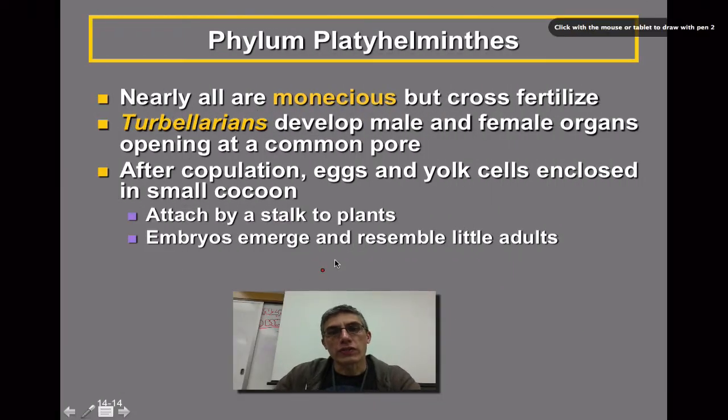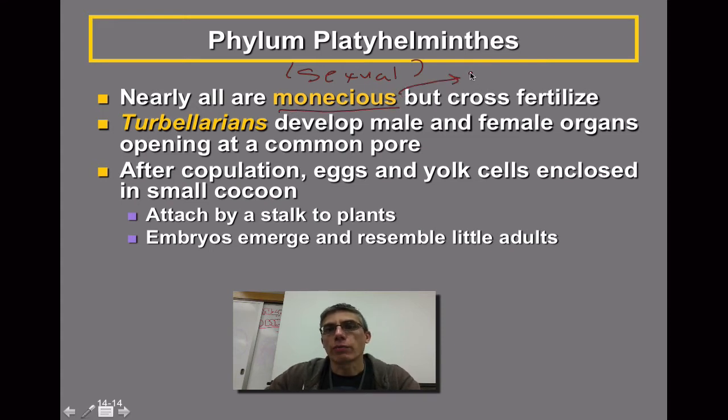Now when it comes down to sexual reproduction, and yes, these animals can reproduce sexually, these animals are considered monoecious. Now remember, monoecious refers to an animal that has both male and female sex organs in one animal. Now that's going to lead some of us to believe that they can actually fertilize themselves, but that's not the case. These animals still have to cross-fertilize, which means they still have to have a partner to reproduce. Now the turbellarians will develop male and female organs that will open at a common pore. So there's not going to be separate openings for male and separate openings for the female parts of the animal.